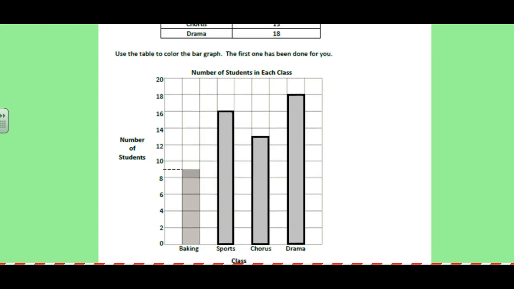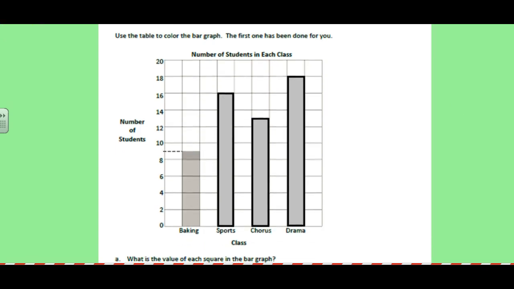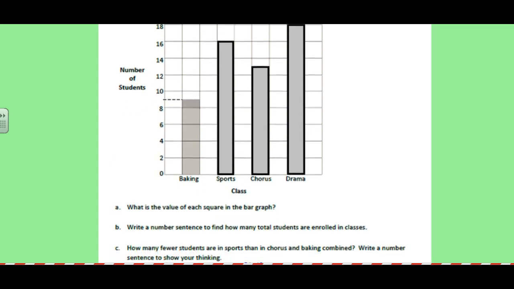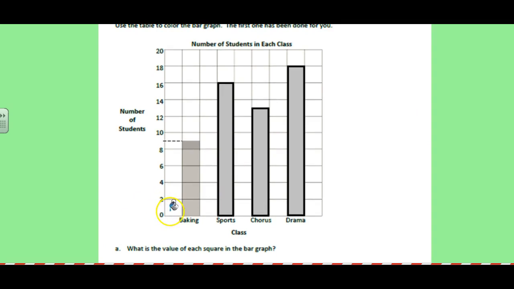Okay, so your graph should look very similar to what mine looks like, where you graphed chorus and drama. Now we're going to answer questions based on this graph. Part A says, what is the value of each square in the bar graph? So we know that if I'm starting down here on this bar graph and then I'm going to here, that there was a total of 2 students.